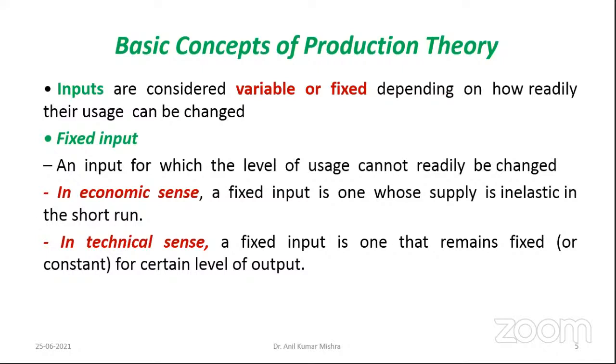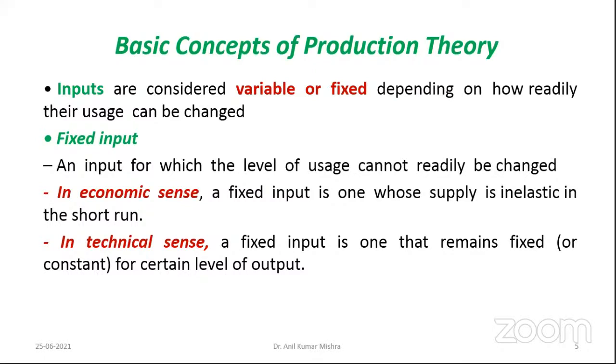A fixed input is one whose supply is inelastic. In the economic sense it is inelastic in nature. The building cannot be increased. The number of buildings, let's say the number of apartments or buildings used in the production zone, remains constant in the short period. Short period means within a certain time period, let's say within 1 month, 2 months. It is not so that you can create a new building within a few days. It's very difficult to do that.